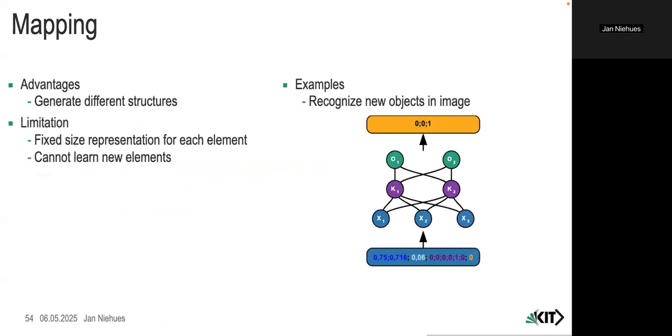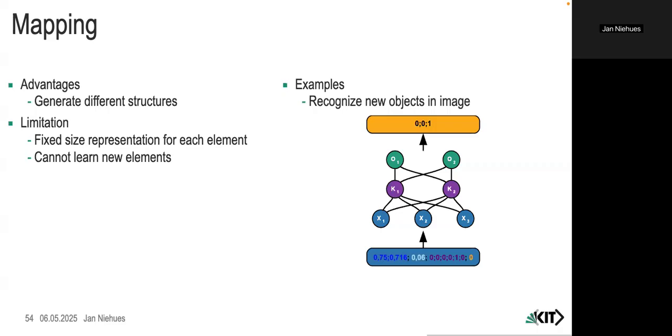One limitation which we haven't addressed: we can now generate different types of structure. However, there's still one limitation, that we have a fixed-size representation at each element. At each time step, we have to select or generate a fixed-size element. And that means we cannot learn something completely new. We cannot say, "Oh, now you have foxes and you can recognize foxes," because you have predefined that you only have these types of elements.